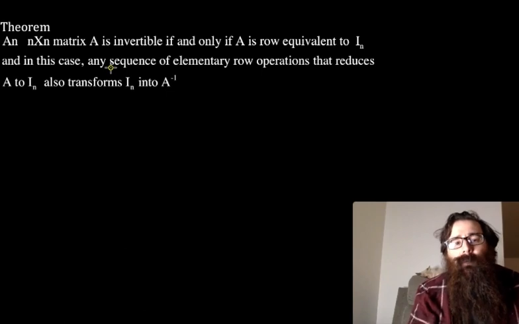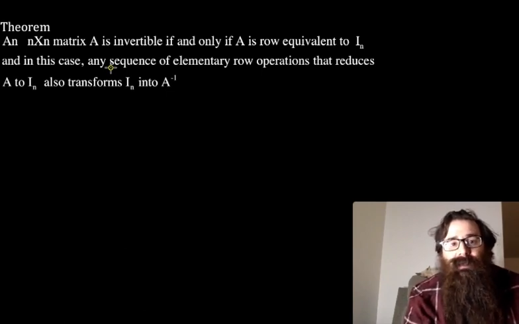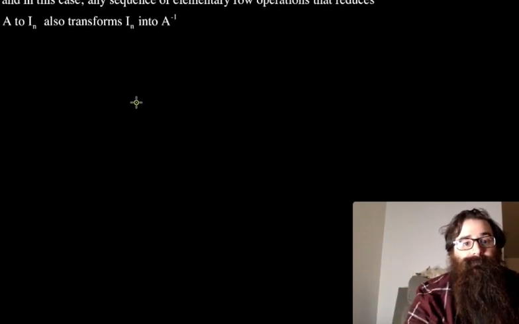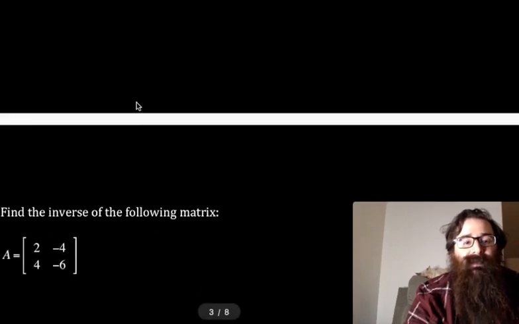And another theorem: an n by n matrix A is invertible if and only if A is row equivalent to the identity matrix. And in this case, any sequence of elementary row operations that reduces A to the identity also transforms the identity into A inverse. And we're actually going to use this theorem together today, and I'll show you how we can use it. Now let's take a look at some examples.